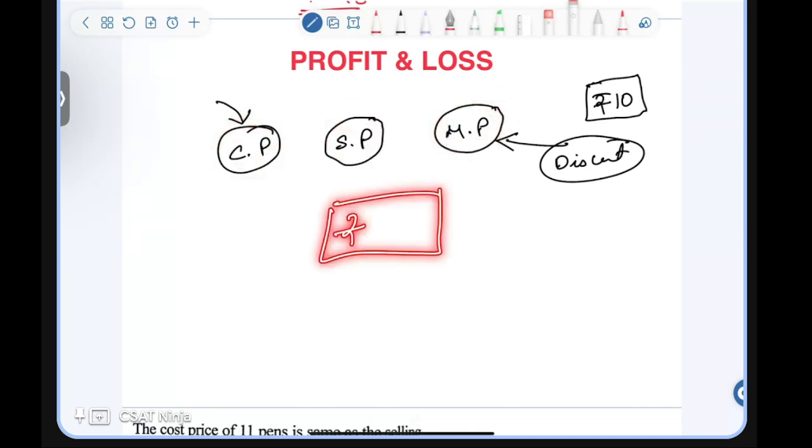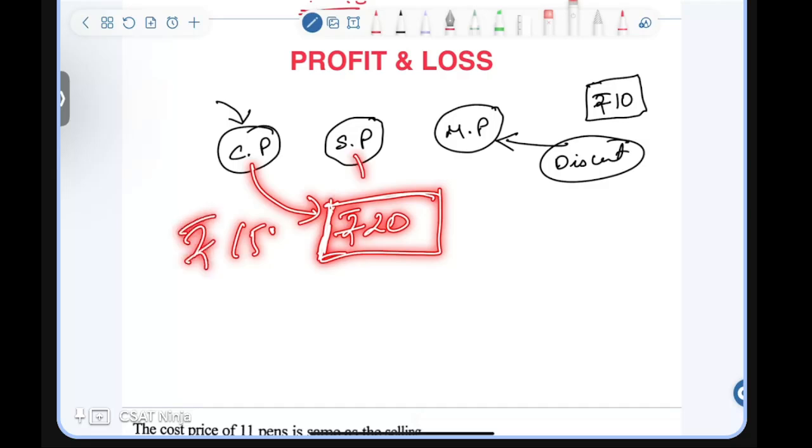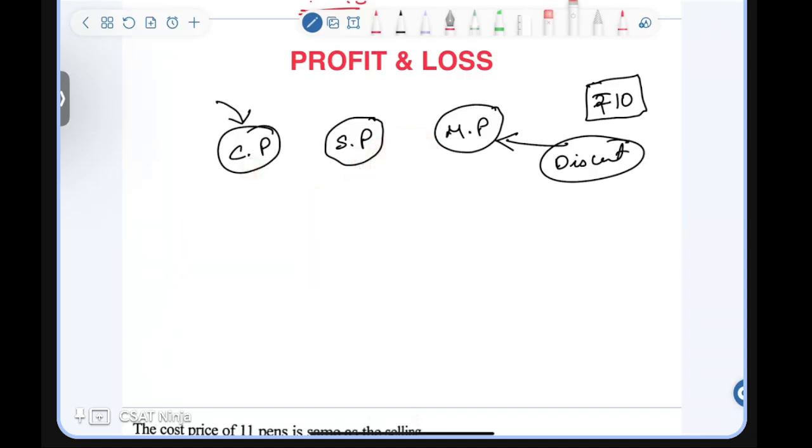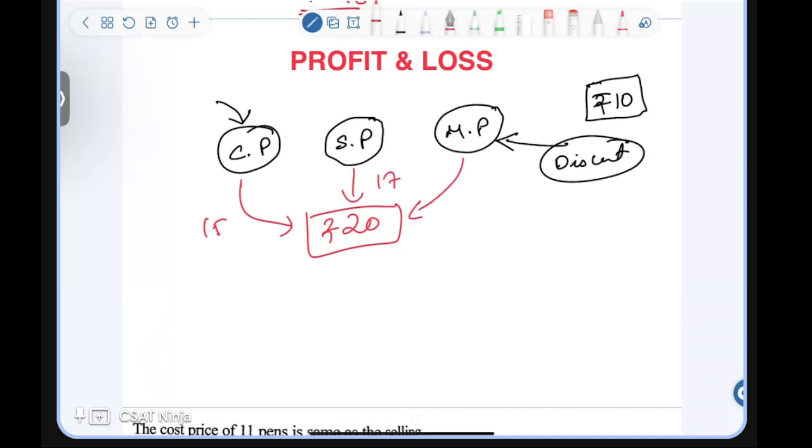Let me just assume this. There is a 20 rupees chips, and you are buying this one at, let's say, 15 rupees. And you are selling this one at 17 rupees. That means it was marked as 20 rupees, but you bought it for 15 rupees and you sold it for 17 rupees. The marked price is 20 there. You bought it for 15 and you sold it for 17.